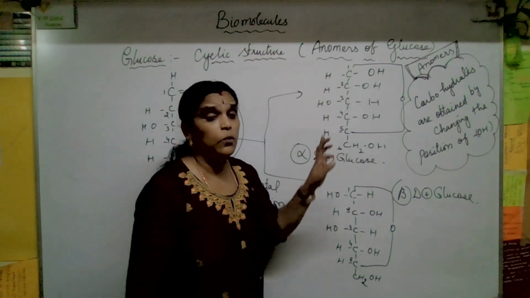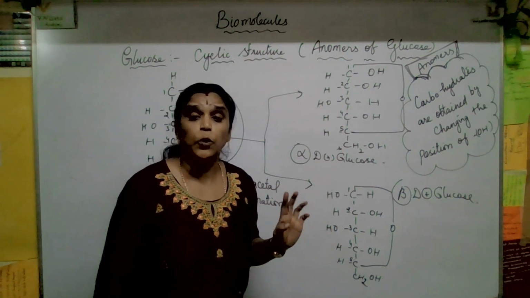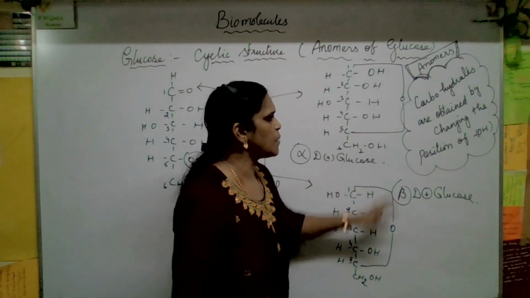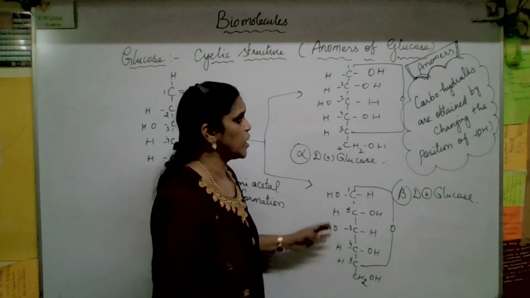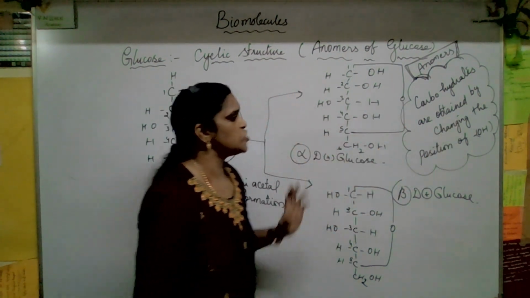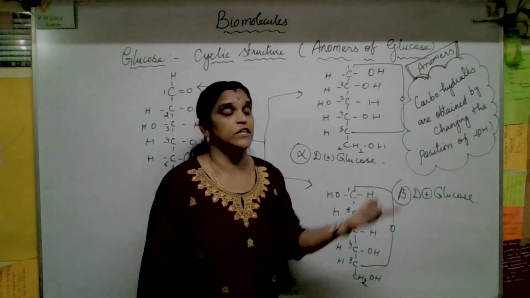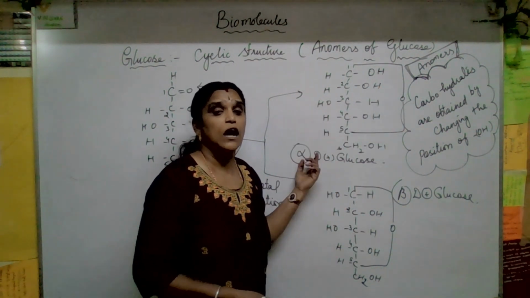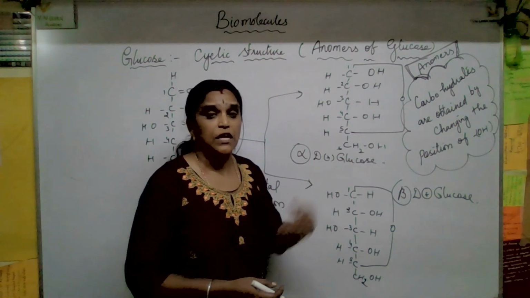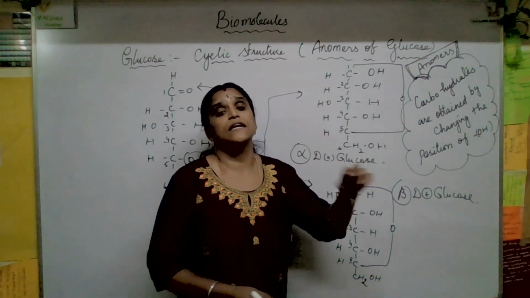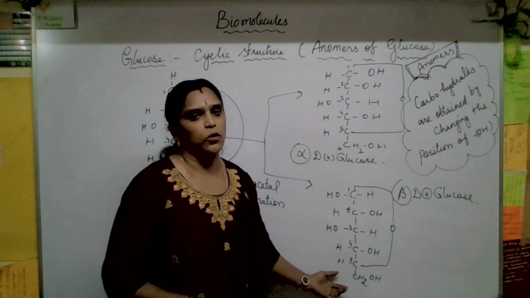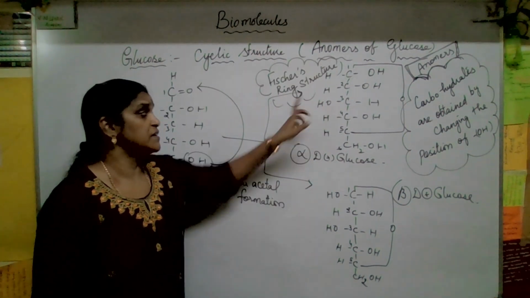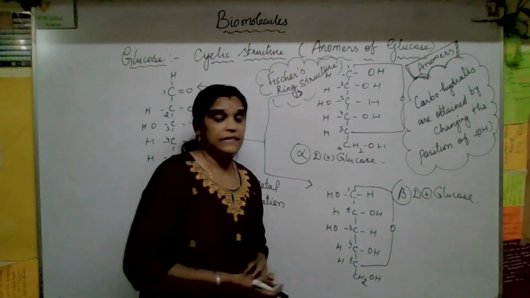So this carbon 1 is called the anomeric center. Okay, now anomers, what are they? These carbohydrates, both of these, obtained by changing the position of OH, are called anomers. So these are the anomers, alpha and beta glucose. Alpha glucose is an anomer of beta glucose. Actually, this ring structure is called Fischer's ring structure.